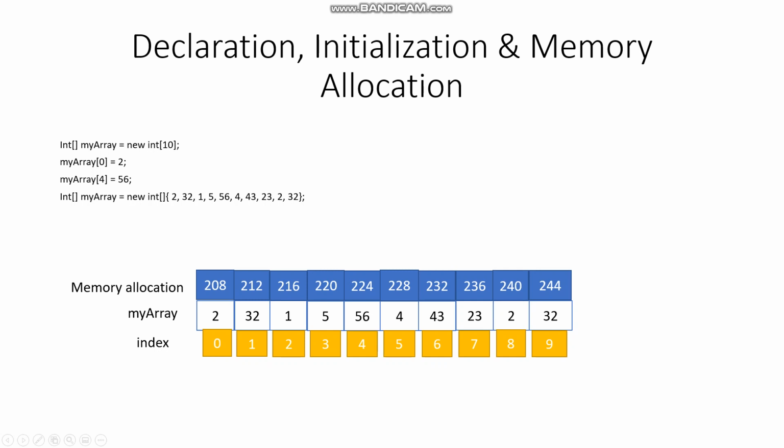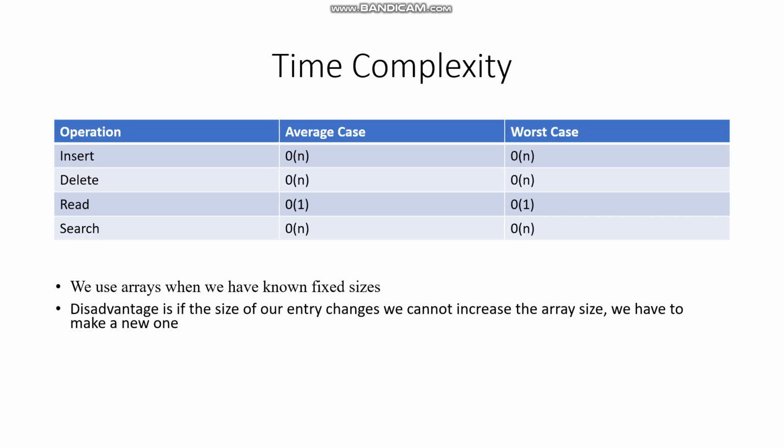If you don't, leave a comment and we can explain a little bit more. And the time complexity of arrays: for inserting, linear insertion is O(n), worst case is O(n). Linear deleting is O(n), worst case is O(n). For us to be able to read a value, which means we have the index of where that value is, it is O(1) because we're not searching for it. We already know where it is. The worst case is O(1).